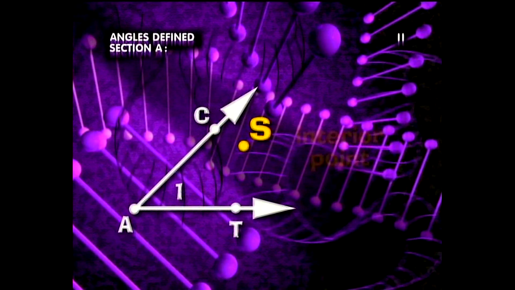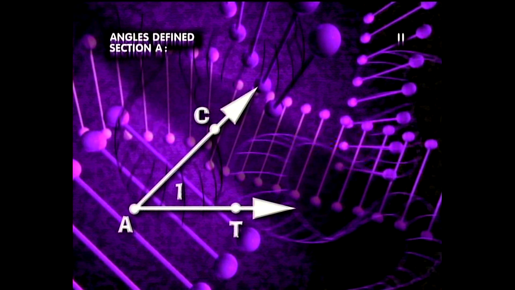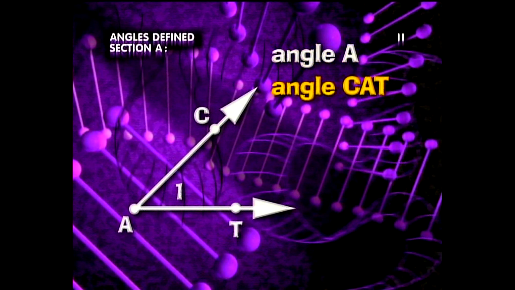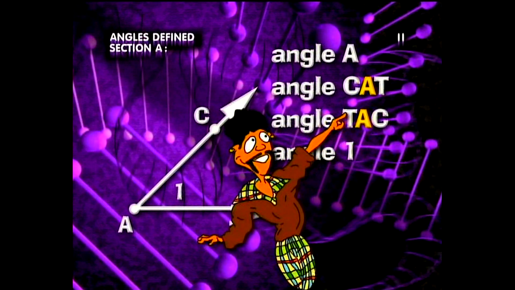Point S is an interior point because it's inside the angle, and point H is an exterior point because it's on the outside. This angle can be named 4 ways: angle A, angle CAT, angle TAC, or just angle 1. Notice that the vertex A is always listed in the middle of both the CAT and TAC notations.